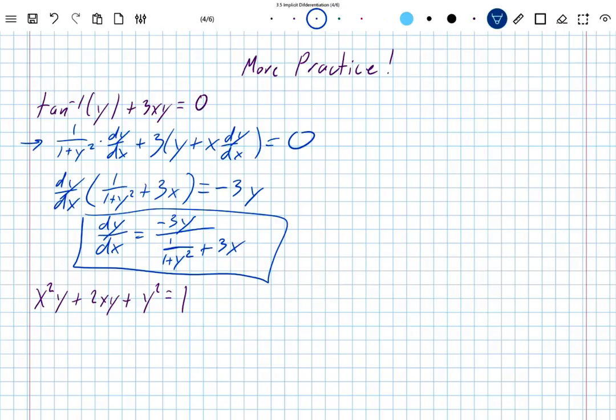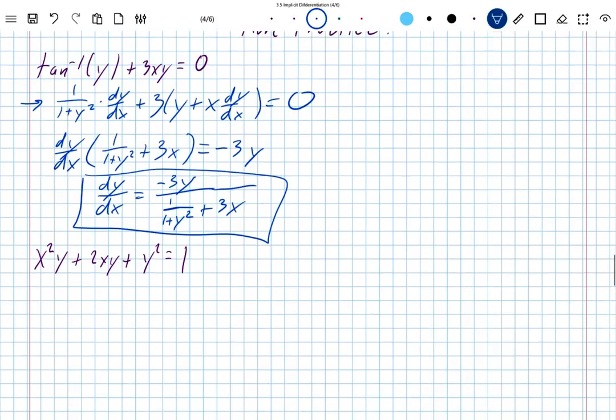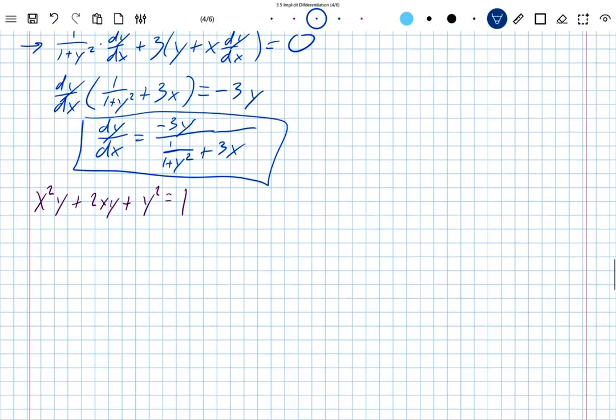So once you get good at this, it took me what, 30 seconds? It takes a little longer the first couple times. Okay. All right. Let's try this one. No inverse trig functions in this one.